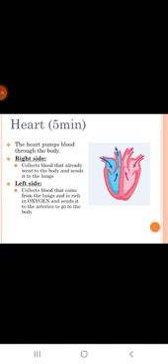The heart. We'll be discussing the heart. The heart pumps blood through the body. The heart has two sides, right and left, and both sides have different functions. The right side collects blood that has already gone to the body and sends it to the lungs, whereas the left side collects blood that comes from the lungs and is rich in oxygen and sends it to the arteries to go to the body.